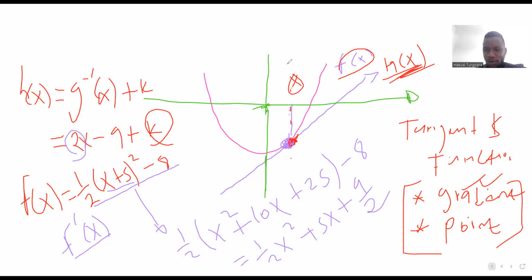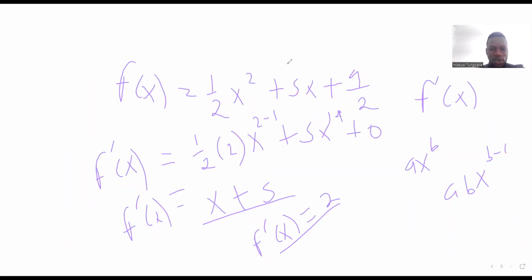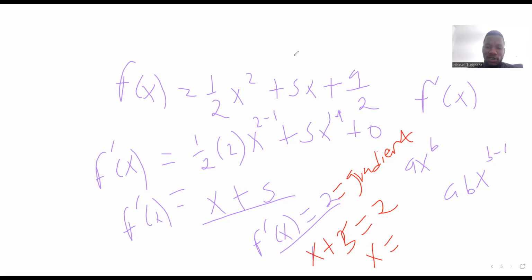So here we're going to say x plus 5 must equal 2, right? Because this is equal to the gradient that we're trying to solve for. Remember, the gradient has to be 2 because the tangent and the function at that point have the same gradient. So that means x equals minus 3, because you take 5 to the other side.